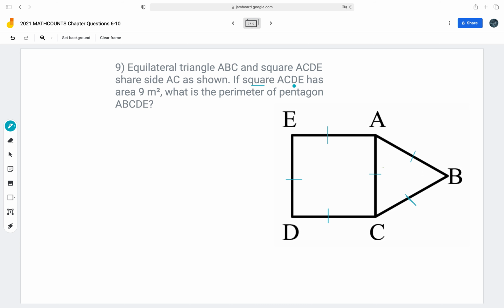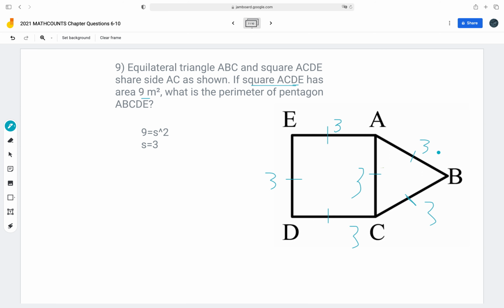If square ACDE has area 9 meters squared, then we could probably use that. So if 9 equals s squared, then s equals 3 or negative 3, but since you can't have a negative value for the side, it's 3. So what we can see here is that 3 is the side that is squared. But since they're all the same, we have 3 for every single side length.